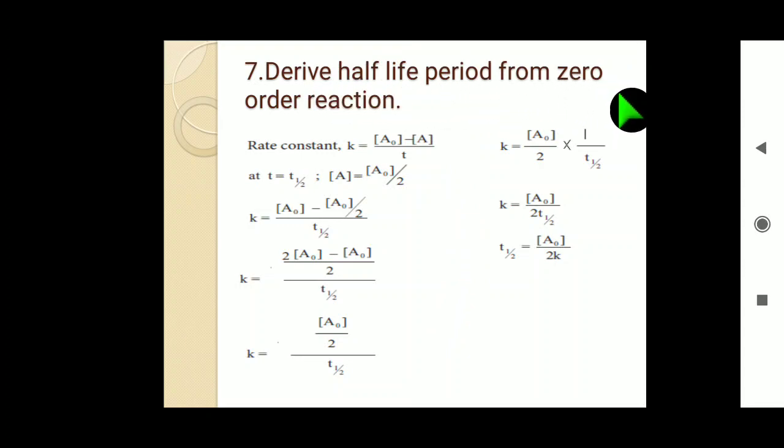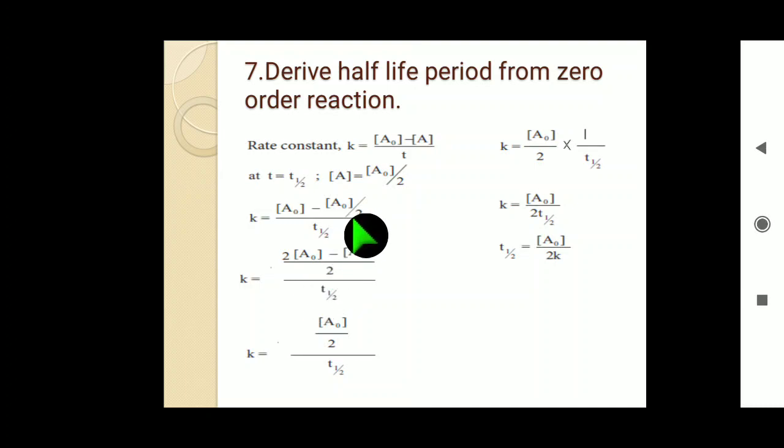Derive half-life period for the zero order reaction. For the first order reaction we have just seen the half-life period. Now we are going to see the same half-life period for the zero order reaction. For zero order reaction, the rate constant K equals A naught minus A by T. Then the final concentration A is written as concentration A naught divided by 2, and T equals T1 by 2. Just substitute and we can get it.